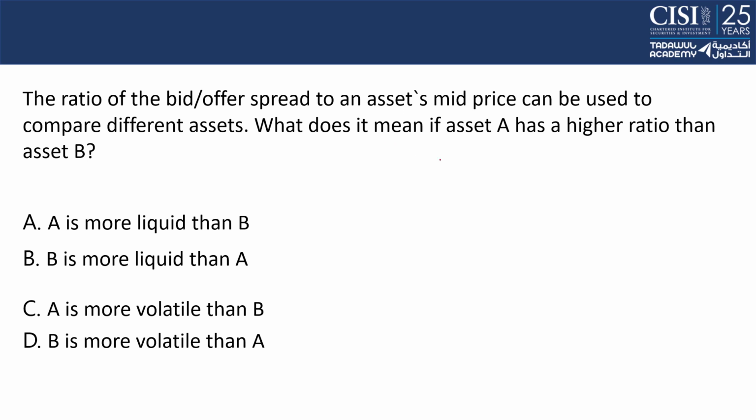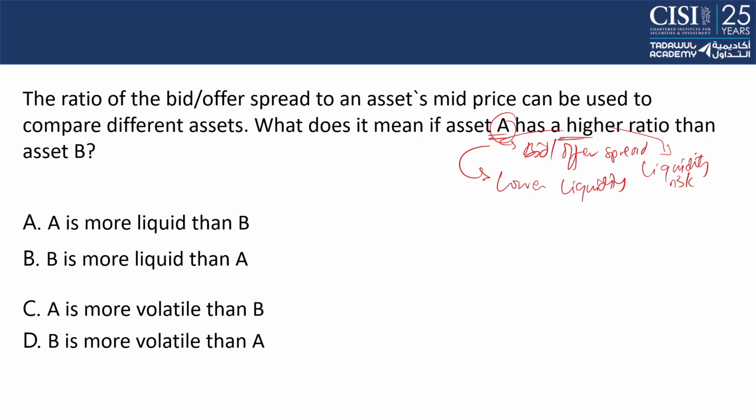So, if A has a higher bid offer spread than B, it means that A has a higher liquidity risk. It also means that A has lower liquidity. If A has lower liquidity, then B has more liquidity. So the answer is B.